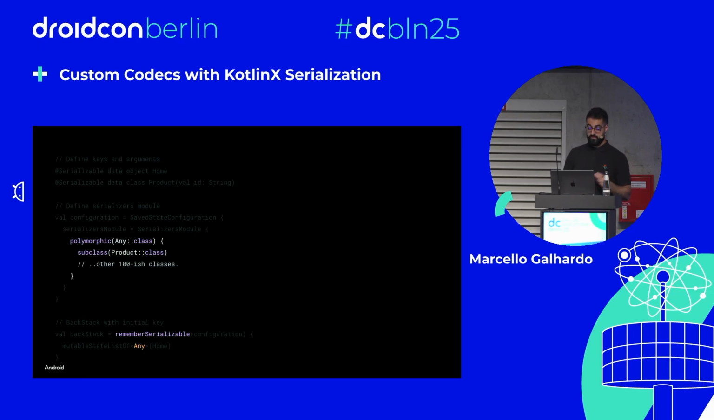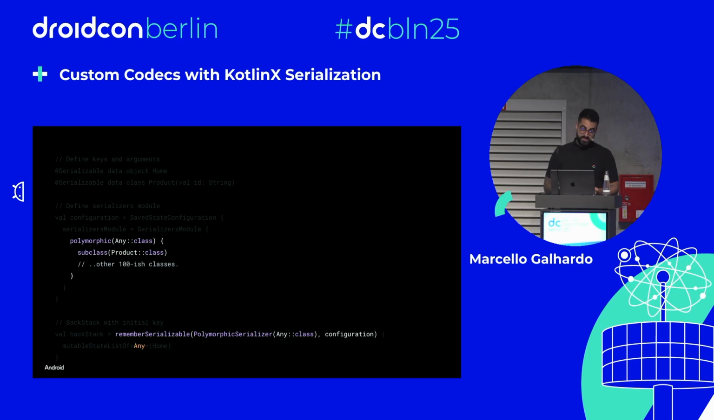So we're going to define a polymorphic Any class that can be a product, a home, and so on, and we register all the subclasses. In a real app, you might have dozens or hundreds of subclasses to register. And again, if you forget and ask for that class, you might run into a runtime exception.